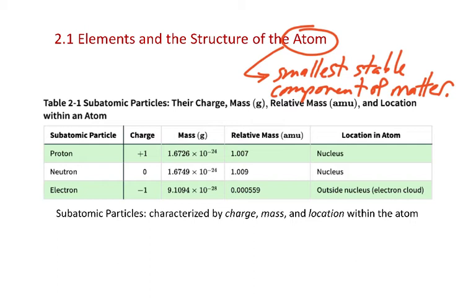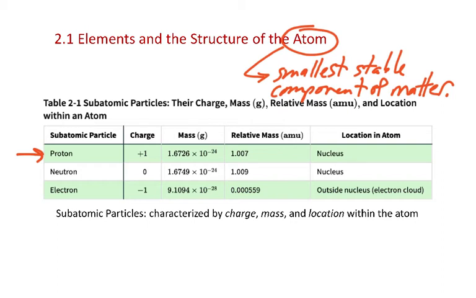So we have the proton, the neutron, and the electron. And we can reveal some information about them: their charge, their mass, their relative mass, and location within an atom. So first look at the proton, okay? Protons are positively charged. They have a mass of 1.627 times 10 to the minus 24 kilograms, but that is a very small number. Let's just call it 1 or 1.007. It's located in the nucleus, the center of the atom, which we'll get to again shortly.